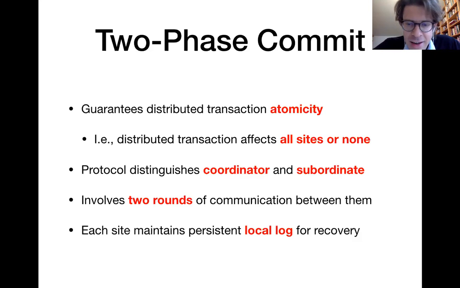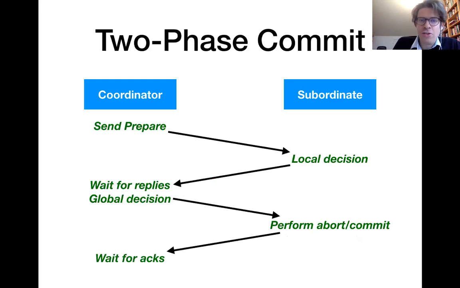In order to do recovery after a crash, each of the participating sites maintains a local log that is stored persistently on hard disk. So this is how it looks. This is a relatively simple explanation of the protocol, omitting some details, but showing you the high-level picture. We have the coordinator and one or multiple subordinates.